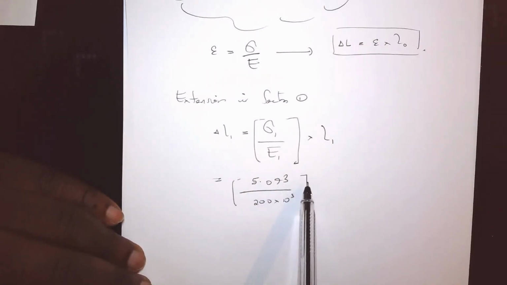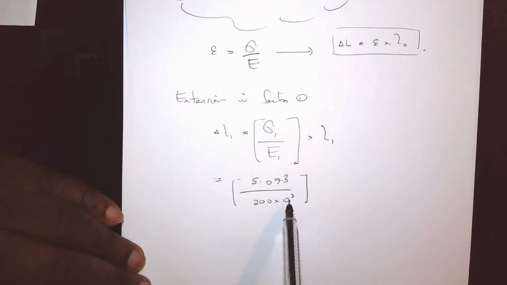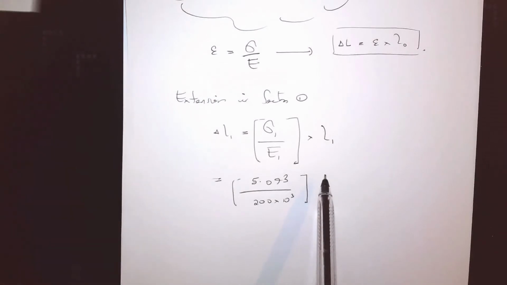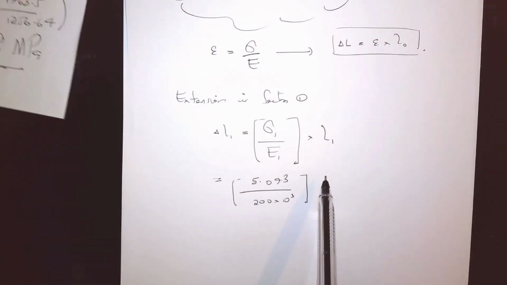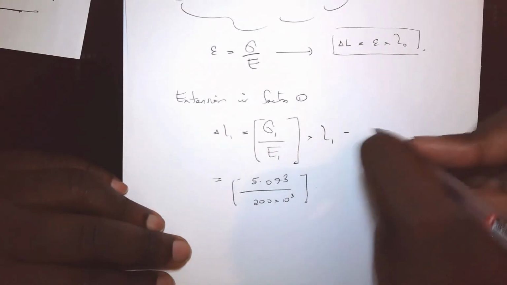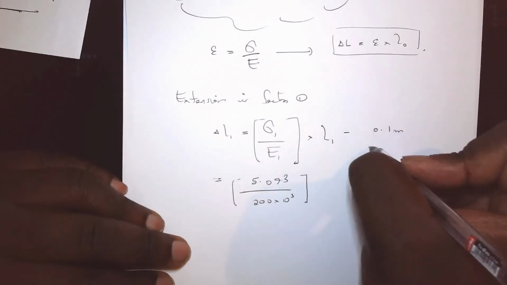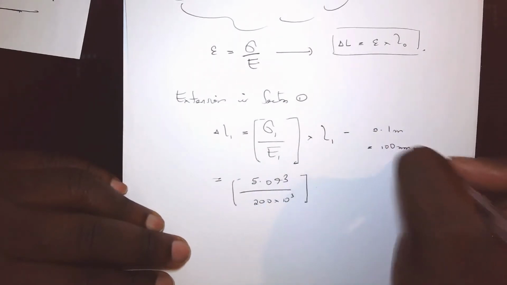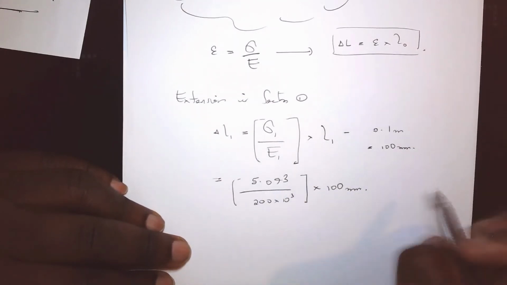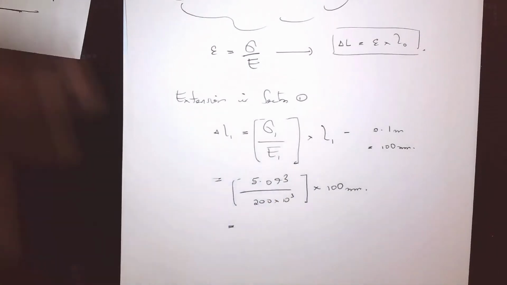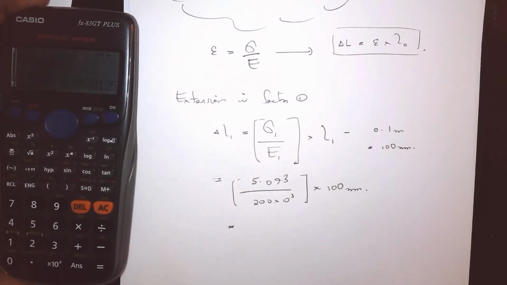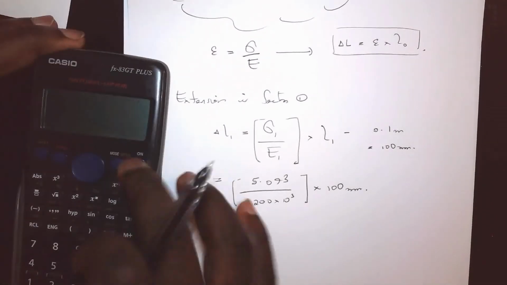So this would be 5.093 times 10 to the power of 6 divided by 200 times 10 to the power of 9, times the length, which would be in meters, so 0.1. Let's not forget that the original length is 0.1, which is the same as 100 millimeters. It all comes down to the question. If the problem tells you to express your final result in meters, then you need to ensure that you express it in meters.